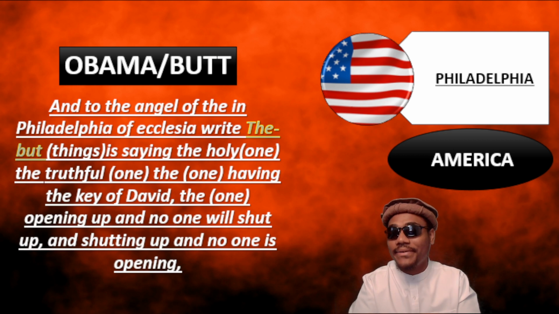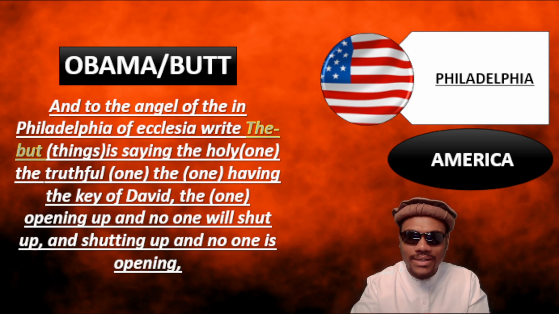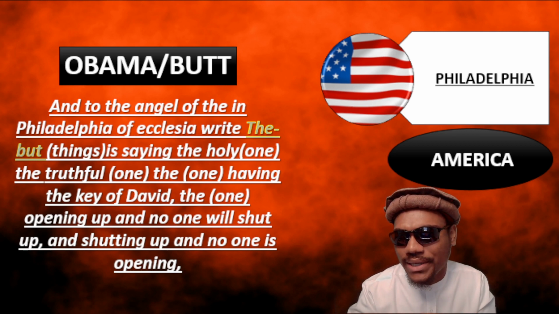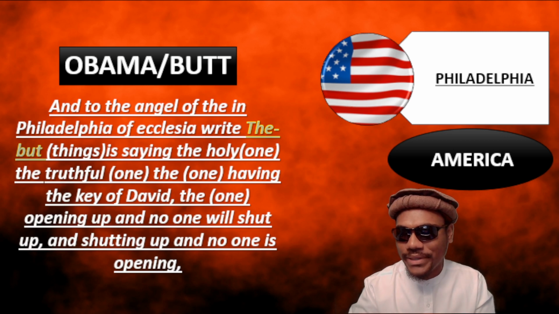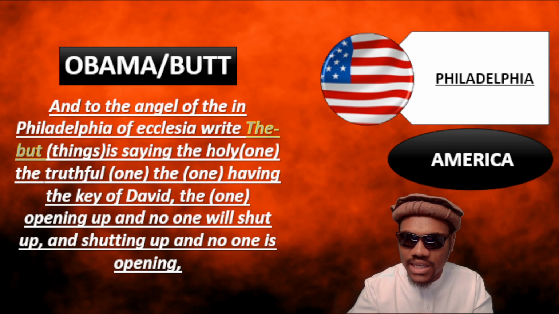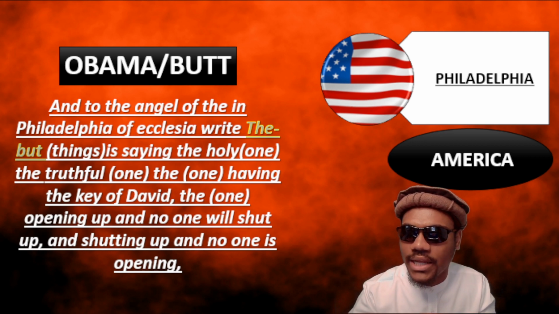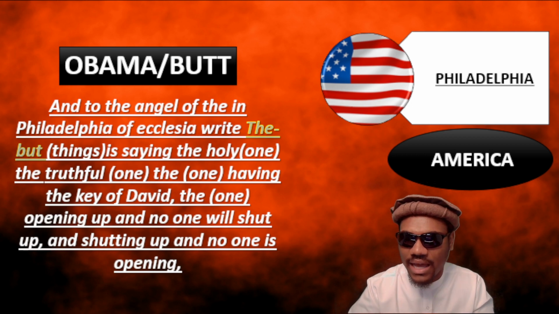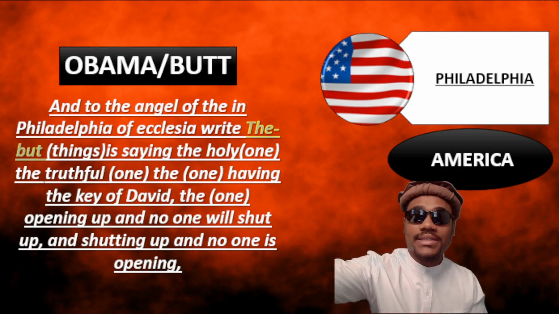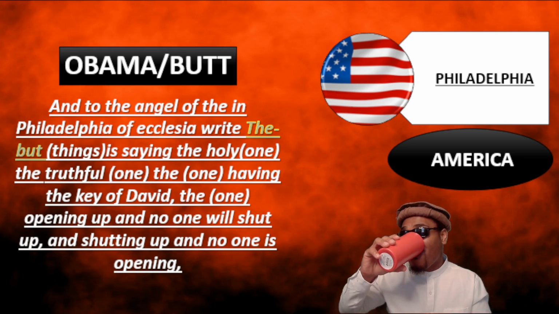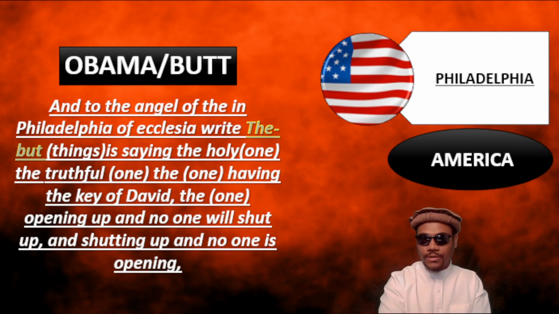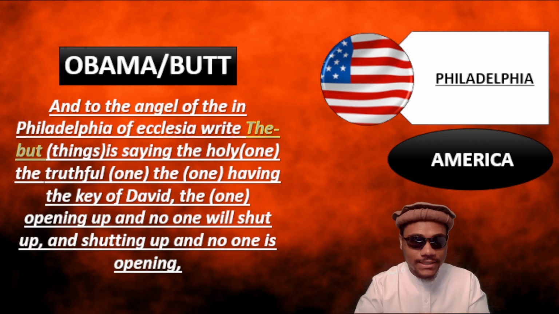Claiming to have the key of David, he doesn't have that. He's claiming two titles that don't make sense. They contradict each other. The one opening up and no one will shut up. And then he's saying shutting up and no one is opening. Come on now, which one is it? But when you see Master Muhammad speaking, he said he's the one to open up and no one would be able to shut up. But he's saying both of them. He's saying I can do both. You see what I'm saying? So this is clear identification that he's a liar. He's not doing anything but lying. So that's what Obama has to say to them.